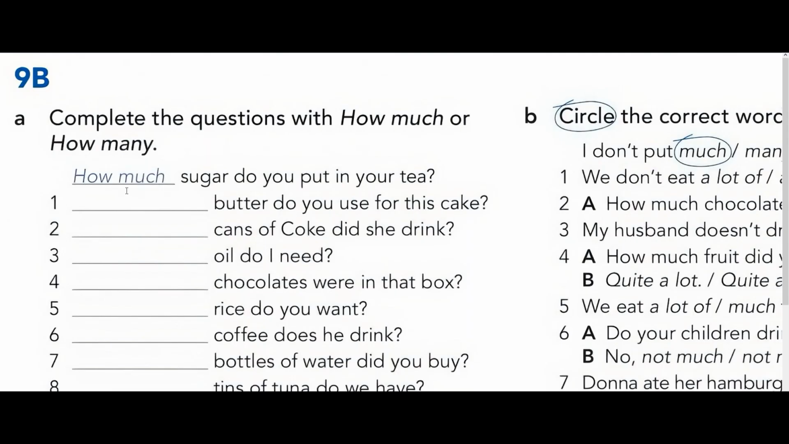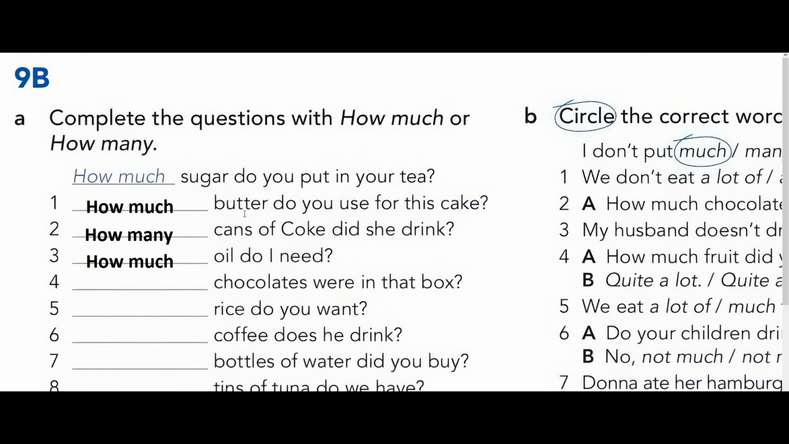Что ж, давайте разбирать упражнения. Здесь нам нужно расставить how much, либо how many. В зависимости, конечно, от ситуации. Butter. Butter – это масло. Масло неисчисляемое, поэтому пишем how much butter do you use for this cake? То есть сколько масла вы используете для этого торта. Дальше у нас идет cans of Coke. Did she drink? Так, это мы можем посчитать, поэтому пишем сюда how many. Только сколько банок Кока-Колы она выпила. Так, масло. Просто масло мы не можем посчитать, поэтому просто вот так вот пишем. How much oil do I need? Сколько масла мне нужно? Oil – это растительное масло, butter – это у нас сливочное масло.